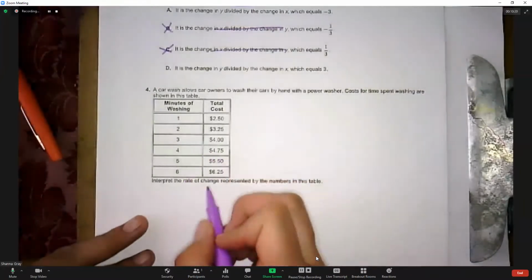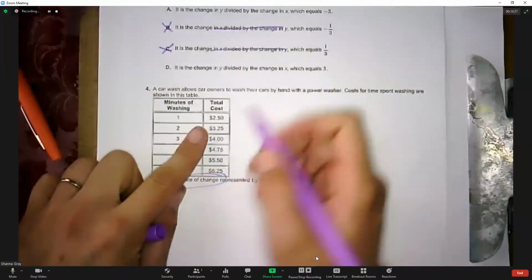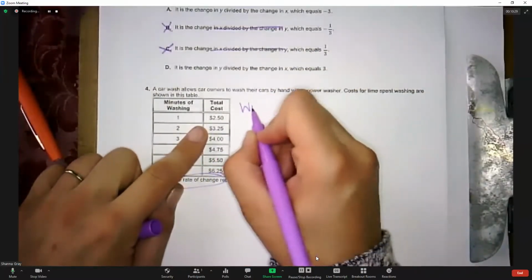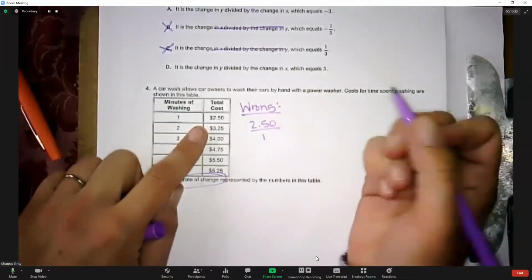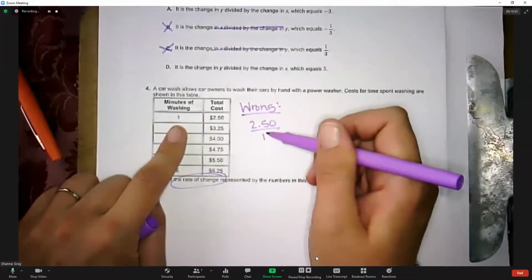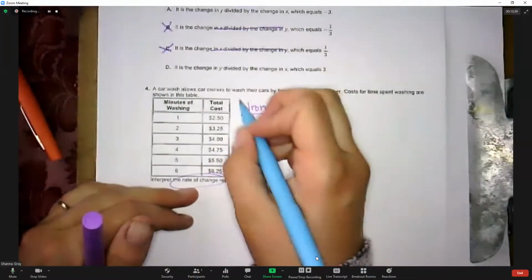All right, number 4, again, rate of change. This time you're answering this question, but it's the same thing. You're not checking. So this is wrong, to say it's 250 for 1 minute, because it's not 250 for 1 minute. If you look at what's happening here, so this is a no.